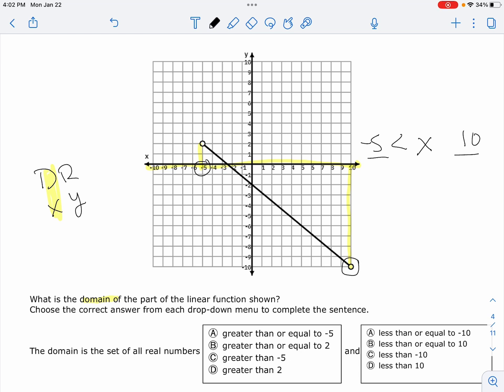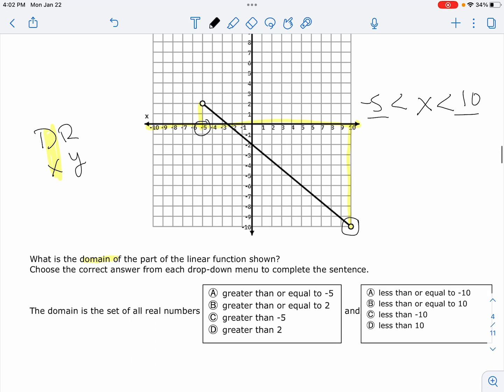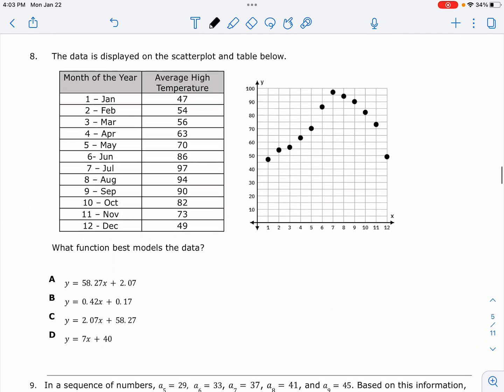Both of these are open circles. So we just have regular arrows, no greater than or equal to. This is just going to be greater than and less than. We're not going to do the greater than or equal to. So this is out, this is out. We do not have or equal to situations, okay? So we're looking for x's that are greater than negative 5, less than positive 10. So you have to circle two answers there.